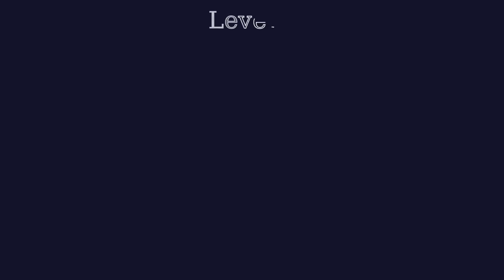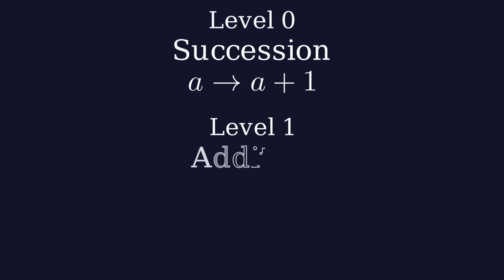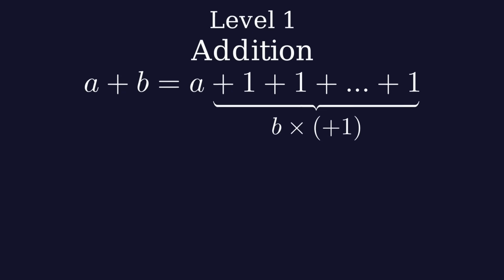The most basic arithmetic operation is succession. Succession is just adding 1 to a number. The level above is addition. Addition is repeated succession. A plus b is equal to adding 1 to a b times.